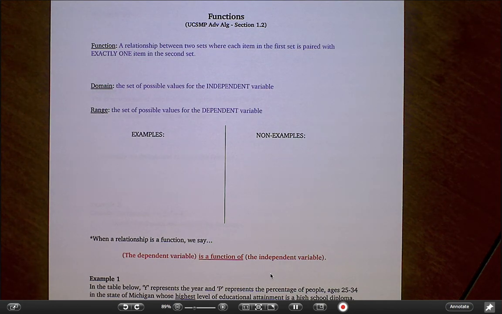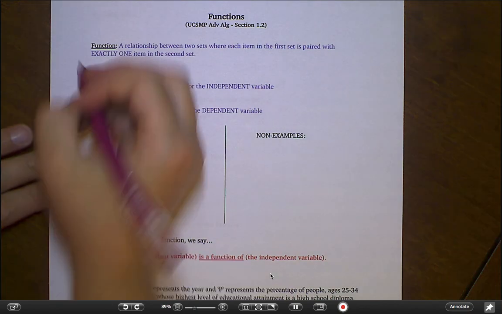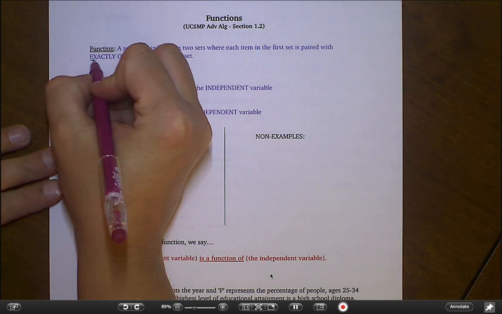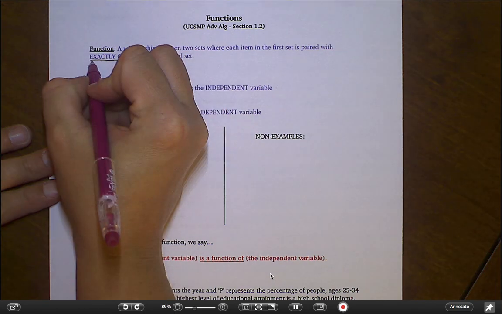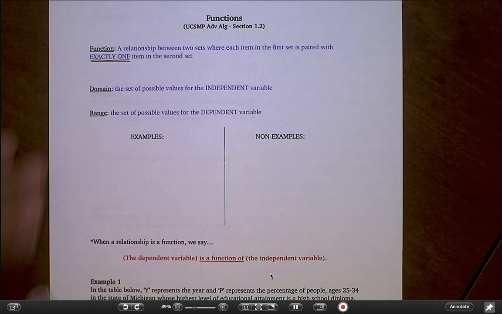So really what functions are all about is pairing things up. It's a correspondence. It's an x with a y, that kind of thing. That's what a function is: a relationship between two things, where two things are being paired up together. The important part, the part that makes something a function, is this exactly one terminology, and you'll see this in action in just a minute.